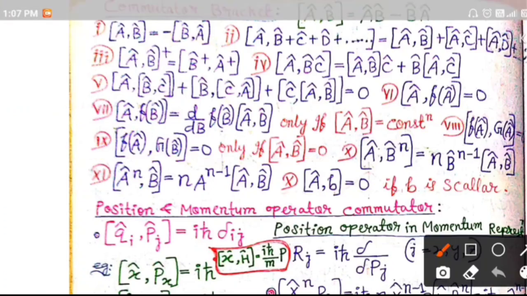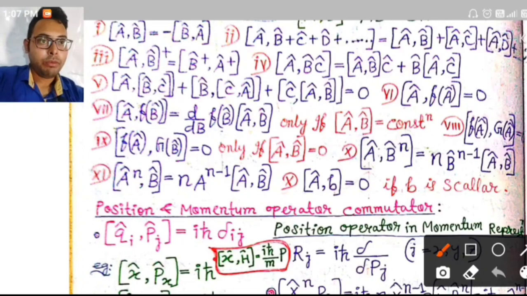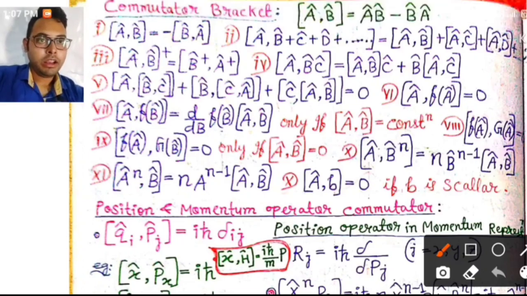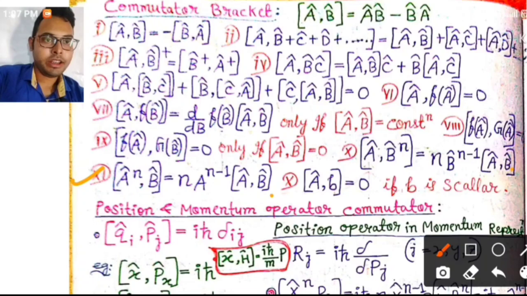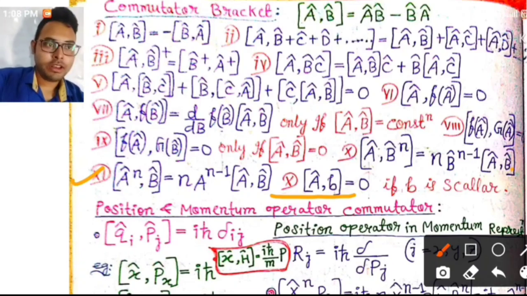The ninth property: the commutator of A and B to the power n, you need to differentiate B first, giving B to the power n minus 1 times the commutator of AB. And the eleventh property: A to the power n and B, differentiate A to the power n first, then the commutator of AB. And the tenth property is that if small b is a scalar quantity, the commutator of A and a scalar becomes 0. That's very important.